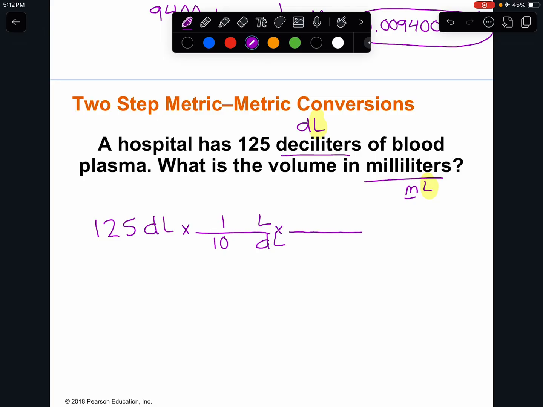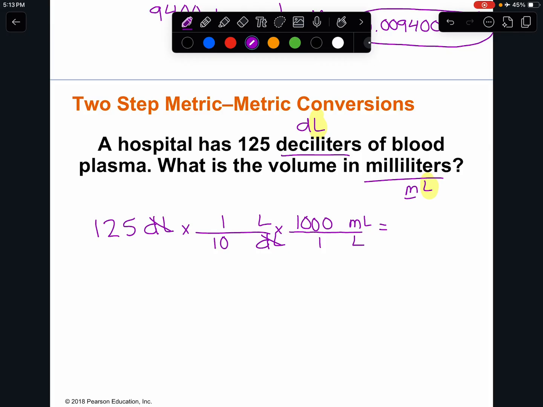Now, we do not solve. This is the beauty of dimensional analysis. We keep going. So we have canceled out deciliters because it's on the top and the bottom. We have liters. We put liters on the bottom. And we're going to finish off in what we are trying to end in, which is milliliters. And in 1,000 milliliters, there is 1 liter.